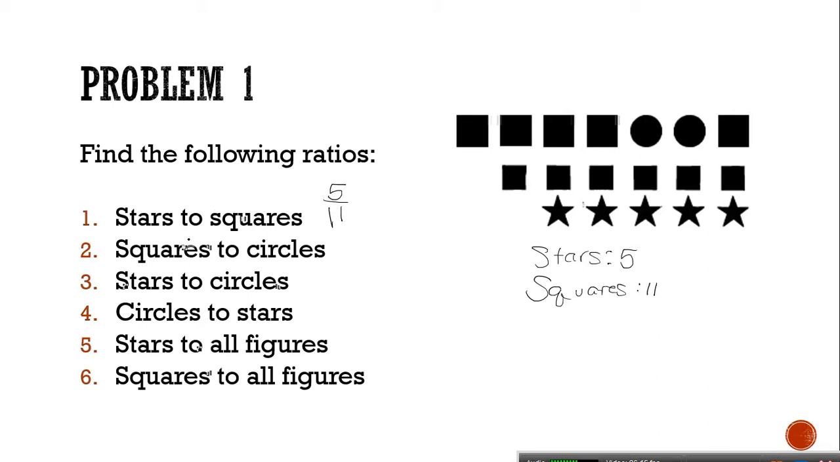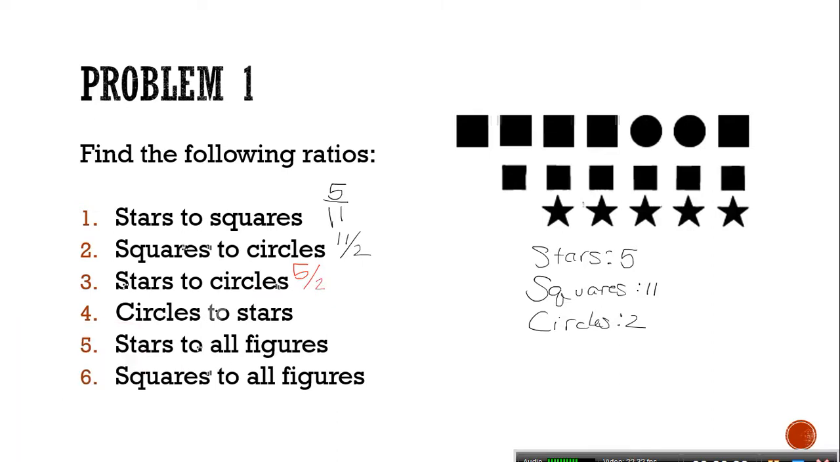Alright, now they want to know about squares to circles. I already know that I have 11 squares, and I need to find out how many circles I got. So I have 1, 2 circles. I'm going to write that off to the side here so I can keep these in mind. So I have 11 squares to 2 circles. Alright, so they want stars to circles. I have 5 stars, so I'm going to write 5 here, and then they want to know about 2 circles. So 5 to 2.